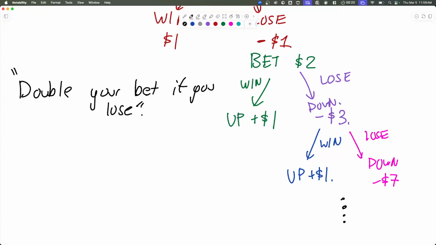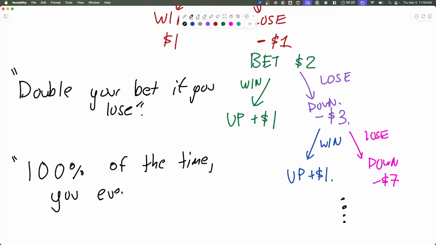Here's a summary of what you could say, which is mostly accurate: 100% of the time, you eventually win $1. This is a true statement, because the probability of getting, quote, infinitely many tails is 0%. So if you follow this betting strategy, 100% of the time you'll win $1. This is a kind of almost everywhere convergence.